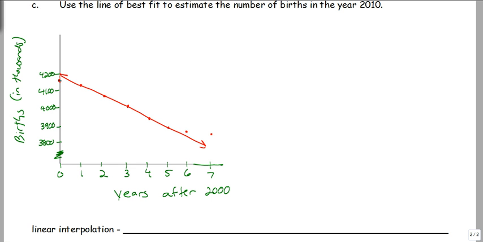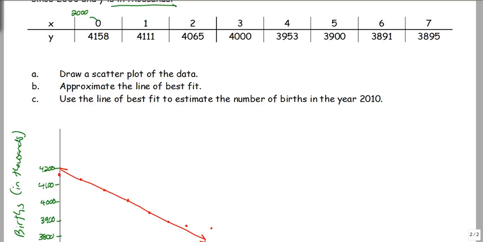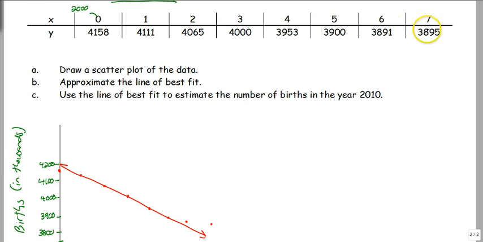Then it says use the line of best fit to estimate the number of births in the year 2010. Well, again, this is where you would use your calculator, enter the data into your calculator. I'm not going to show you that again because you're going to probably be bored to tears. So what I'm going to do is just give you guys what the information should be when you are done with that.